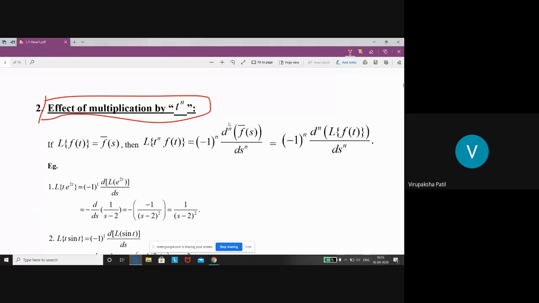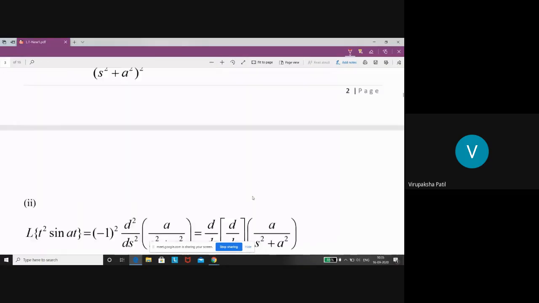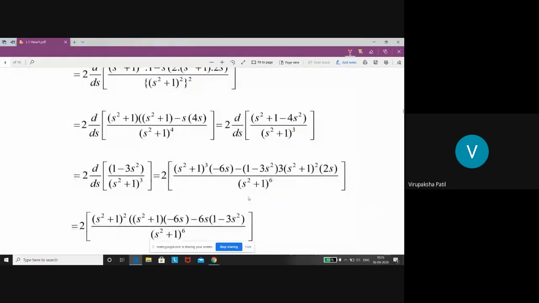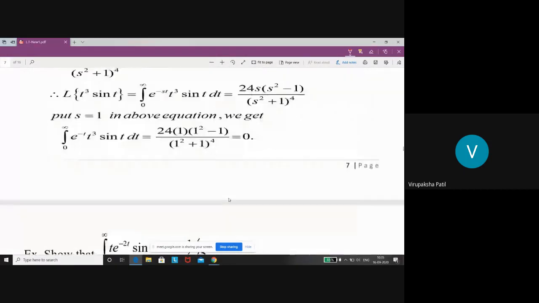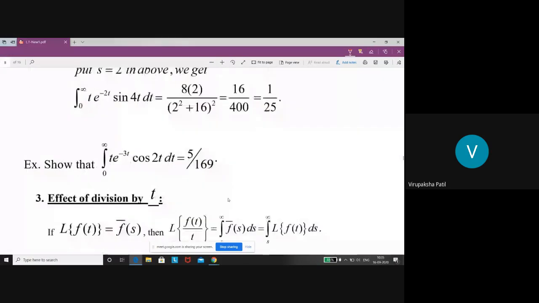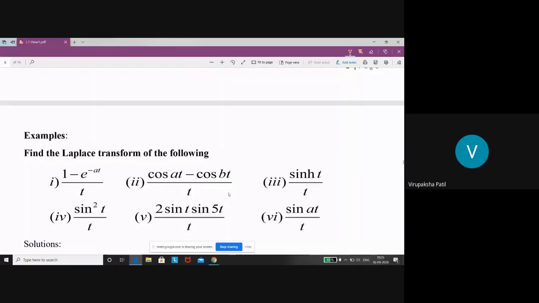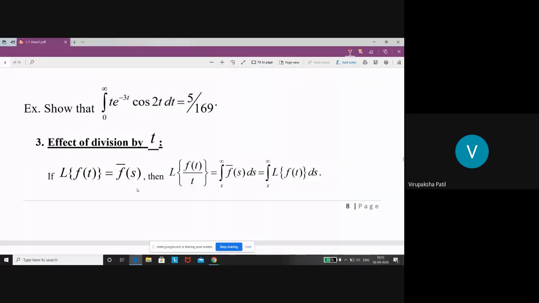We have discussed many problems on that, and some different examples also. Now one more property is, as I told you, the effect of division by t. It is not t raised to n, because integrating n times becomes very difficult, so we take t or at most t square.